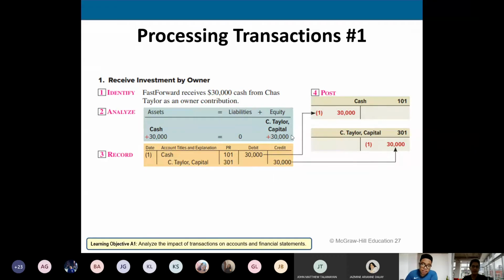Meron ba tayong problema? But may I ask you, what are the 3 forms of business organization? Yes, James Ezra. Sir, sole proprietorship, partnership, corporation. Okay, so for now, ang pinag-aaralan natin is sole proprietorship. Saka tayo pupunta sa partnership and corporation. Can you distinguish the 3 business forms of organization?